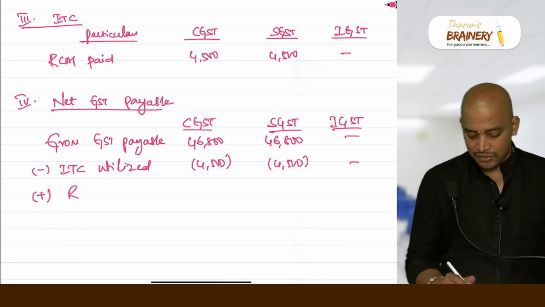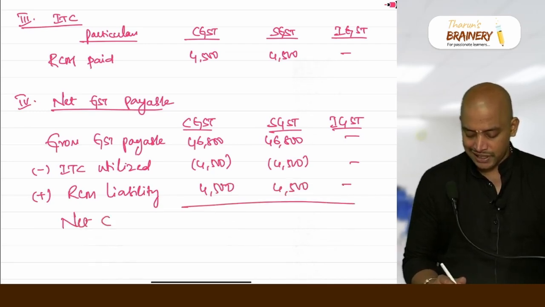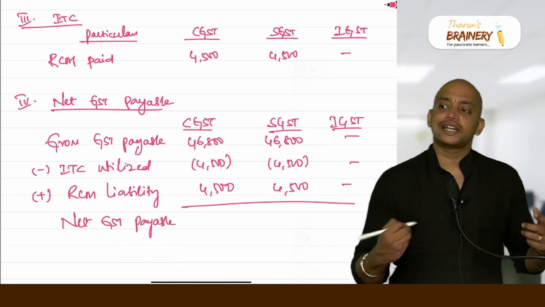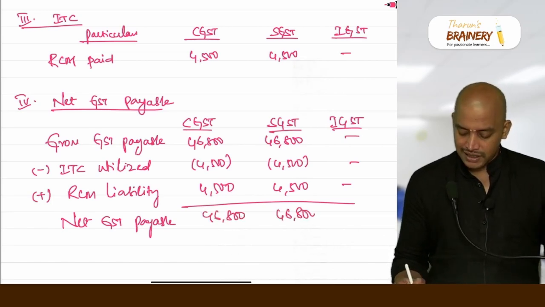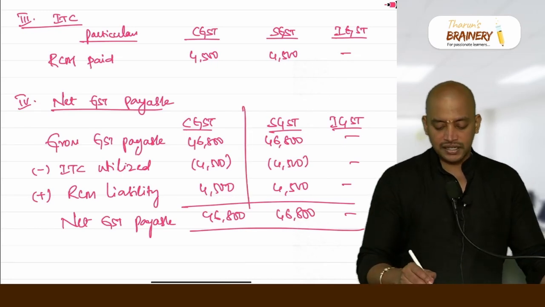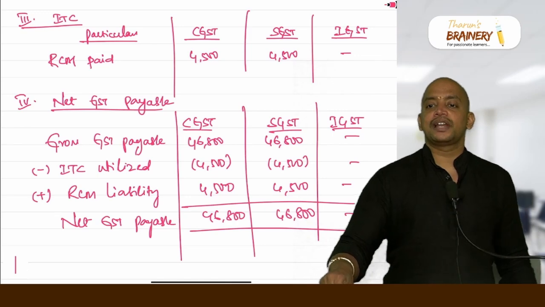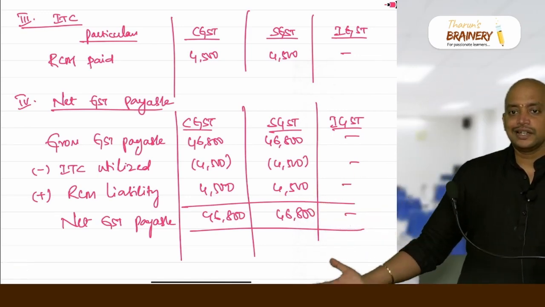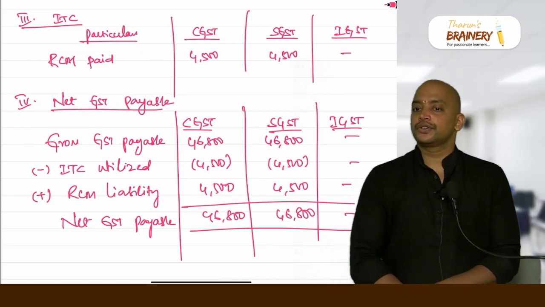Now add the RCM liability. Same 4,500. Now you will get the net GST, which is nothing but the gross GST. Why, sir, like this? Because whatever RCM we are paying, we are taking as ITC and adjusting against the RCM liability. Due to that reason, we will get the same answer. Not always the same answer, not necessary. Sometimes we will have more credit. Opening balance of ITC also will be there. So other credits also will be there. So not necessarily the answer will always be the same. Now you look into the answer given there.